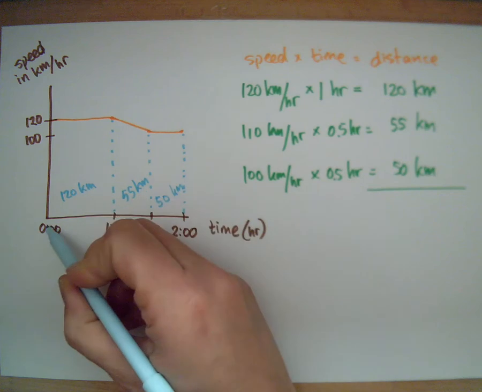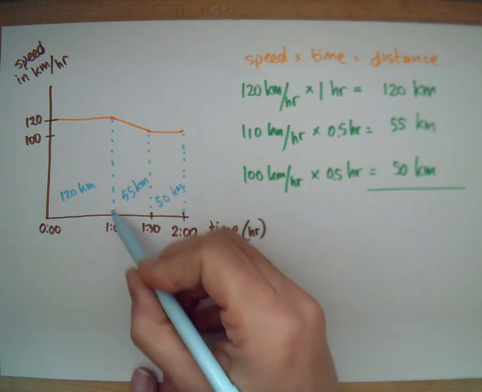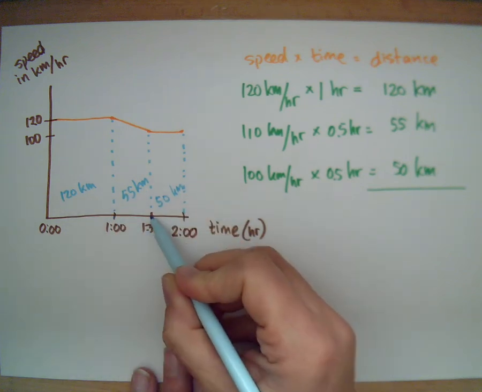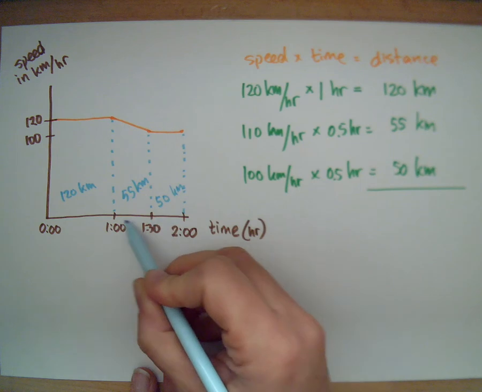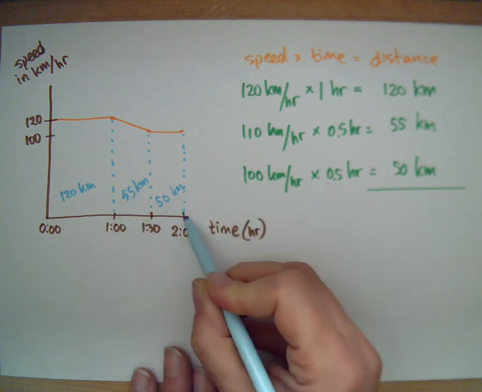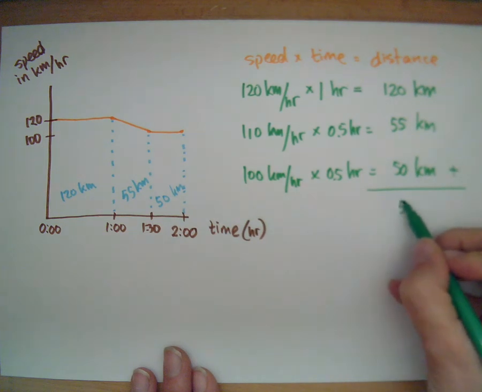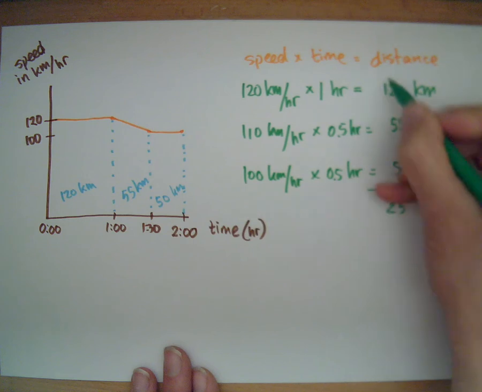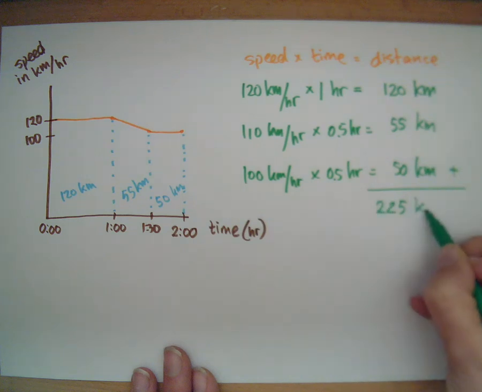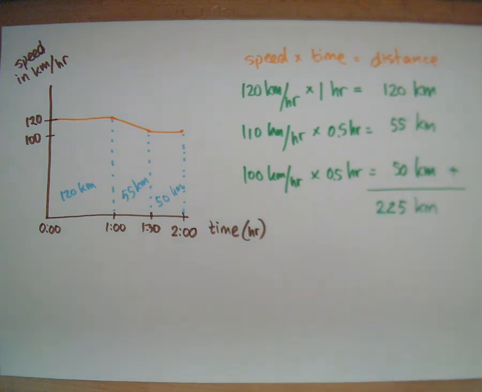So distance traveled in the first hour is 120 kilometers. Distance traveled in the half an hour after that was 55 kilometers. And then in my last half an hour, I drove 50 kilometers. So if I add those up, I find the total distance traveled. 120 plus 55 plus 50. So I drove 225 kilometers.